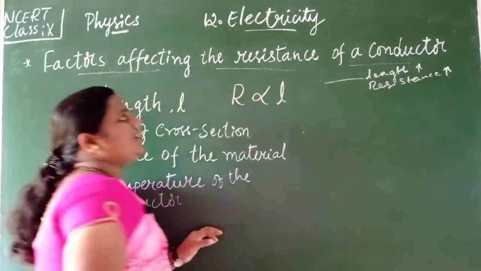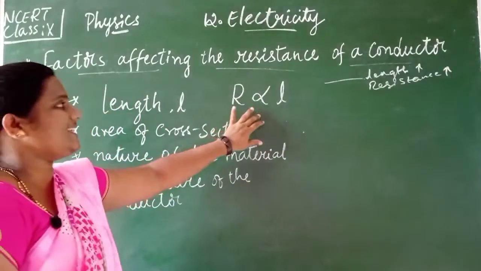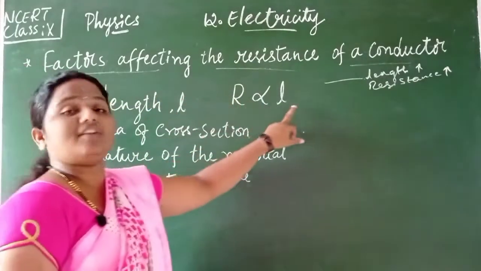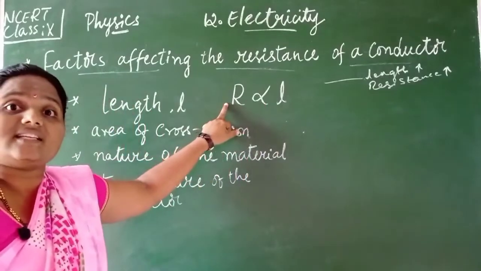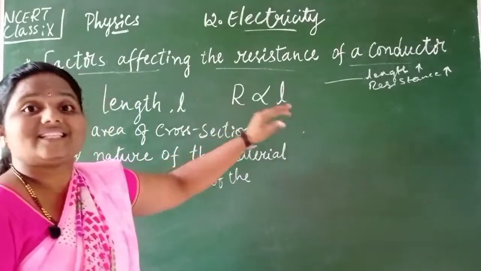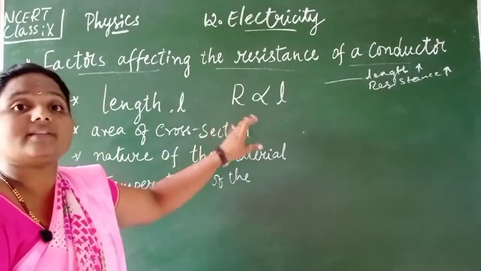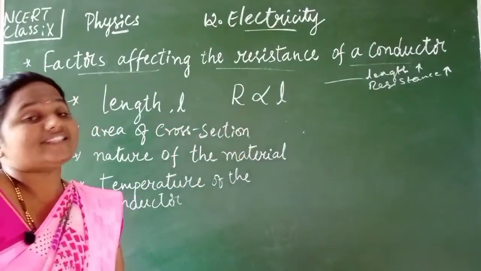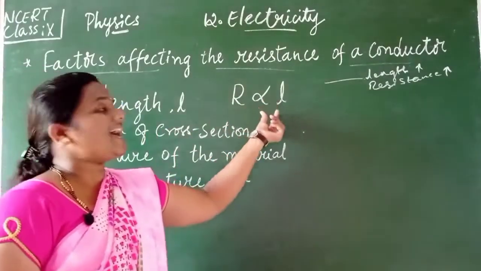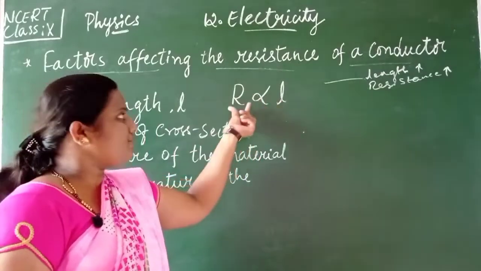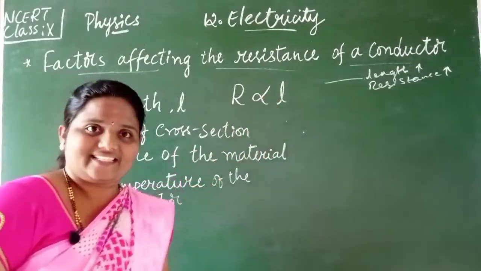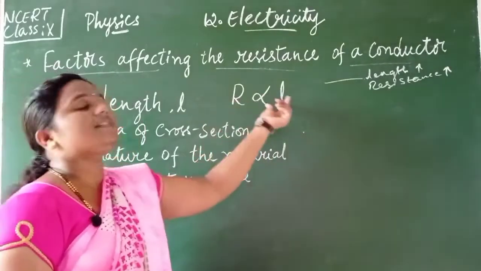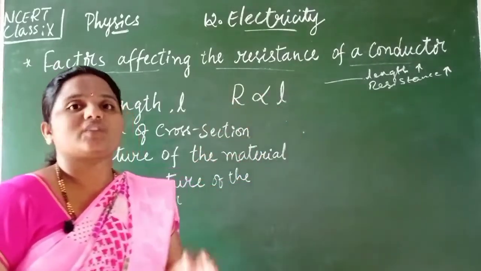Isn't it, children? The meaning of this factor is the same. That is, if the length of the given wire increases, then resistance also increases. Suppose if the length of the wire is decreased, then ultimately what happens? Resistance also decreases. That is the meaning of the proportionality. Directly proportional means if one factor increases, the next factor also increases. If it decreases, the second also is going to decrease.